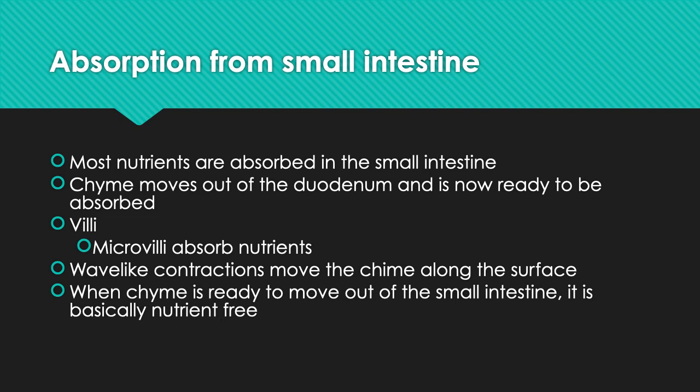So that leads us into our next phase, which is absorption. This mainly occurs in the small intestine. Most nutrients are absorbed in the small intestine. When I'm talking about nutrients, I'm talking about the proteins, carbs, lipids, nucleic acids, all of that good stuff. So, chyme moves out of the duodenum and is now ready to be absorbed. Remember, the duodenum is the very first part of the small intestine. It is part of the small intestine; we just call it the duodenum. So, chyme moves out of that duodenum and it's now ready to be absorbed.